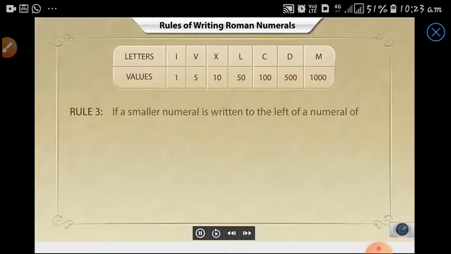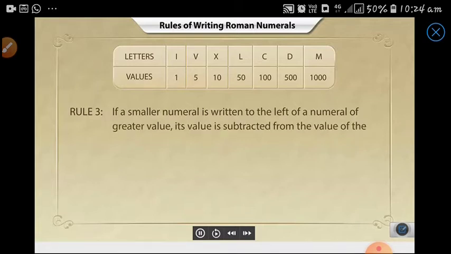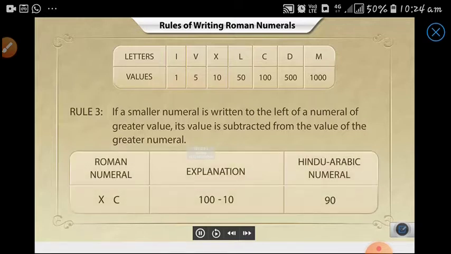Now that's not all. You can also write a smaller numeral to the left of a numeral of greater value. But in this case, you'll need to subtract its value from the value of the greater numeral. For example, in this number, the smaller numeral X is placed to the left of the bigger numeral C. So, its value 10 is subtracted from 100 to give 90.